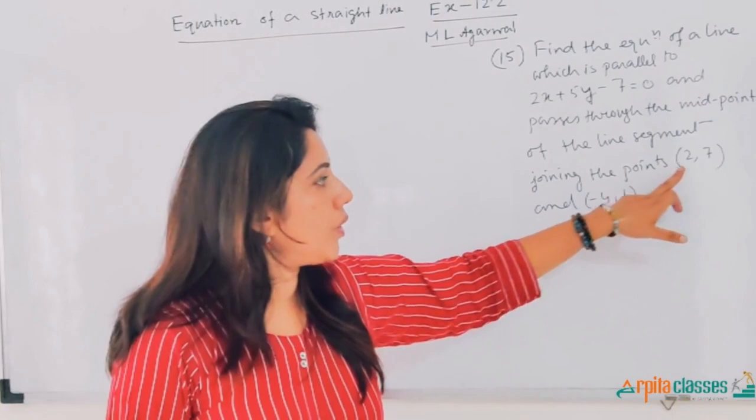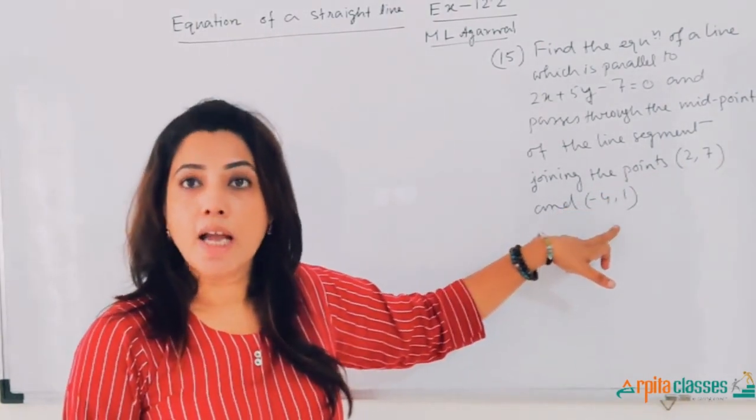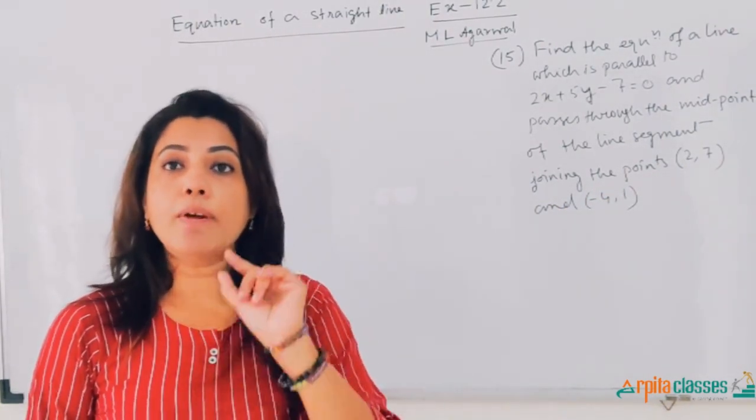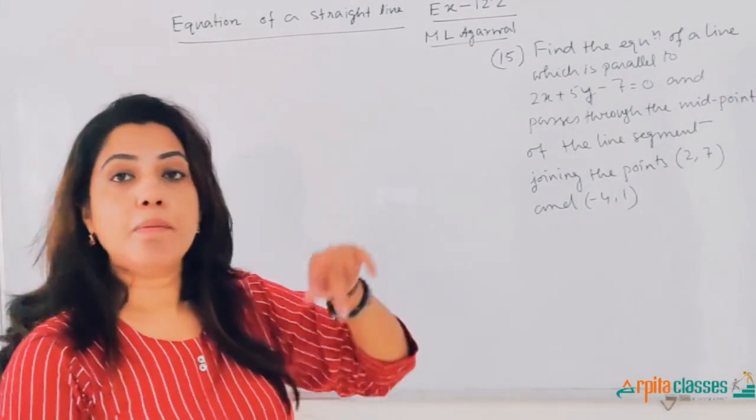Also the required line passes through the midpoint of the line joining these 2 points. So that means we have to find out the midpoint of these 2 points by the midpoint formula, so that we get the point through which the required line passes.